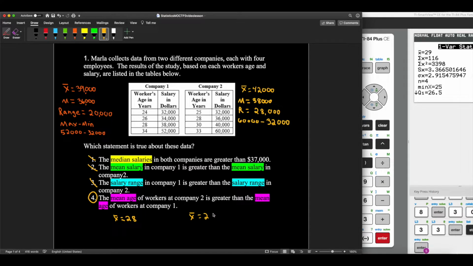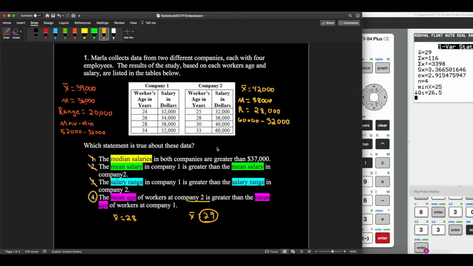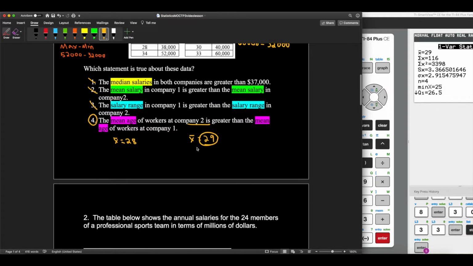So it says the mean age of workers at company 2 is greater than company 1, and of course that's 29. That is why that is true. All right, so we just proved it quickly. Notice, guys, you did have quite a bit of work to do in this particular part 1 question. But the calculator will help us get through it. Use your calculator. Let's look at another one.